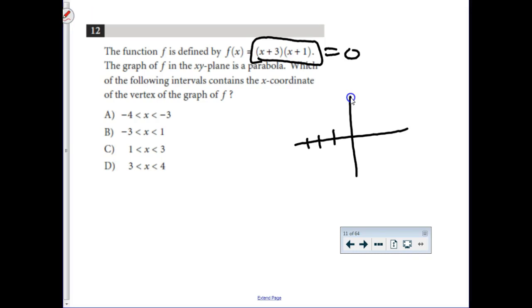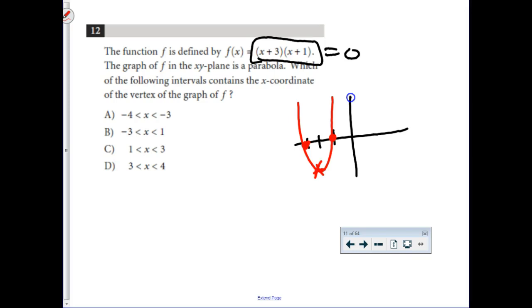So I don't really know exactly what this looks like, but it's got a positive coefficient. So it looks something like that. I know, it's a beautiful graph. You can be jealous of it. It's a terrible graph. The vertex is what they're asking me about. The x-coordinate of the vertex.